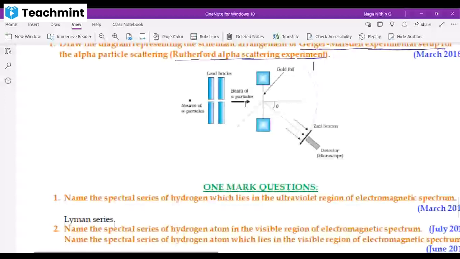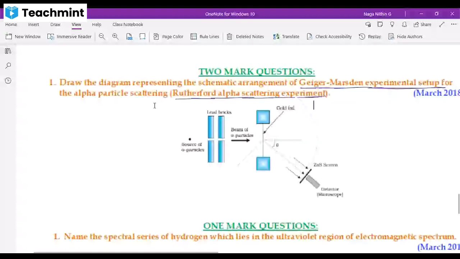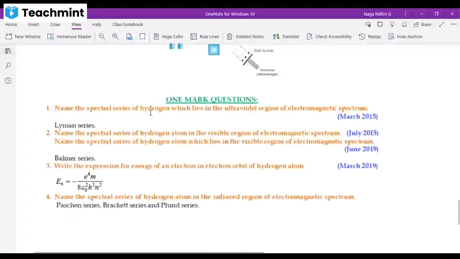Just these two are the two supports to hold this. Blocks are there, square blocks. Those are just supports. They are holding the gold foil. Okay, this is Geiger-Marsden's experimental setup, or we can consider it as Rutherford's alpha ray scattering.